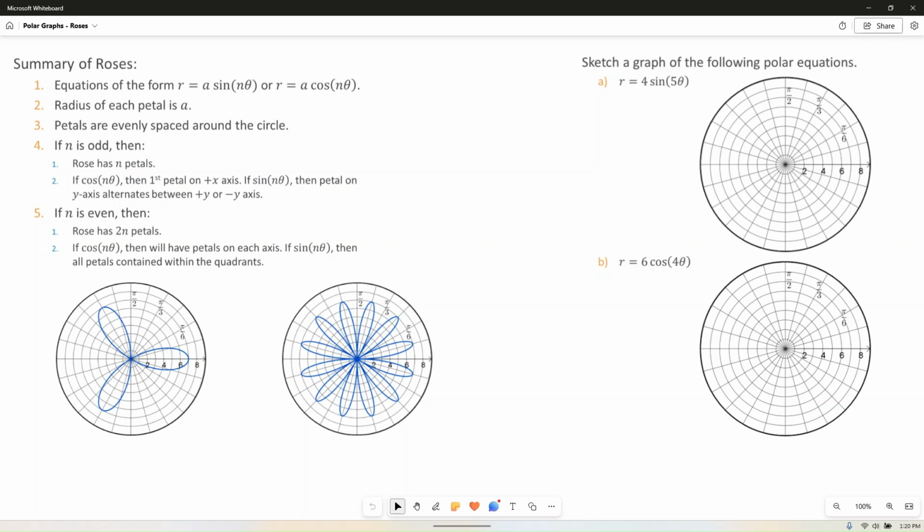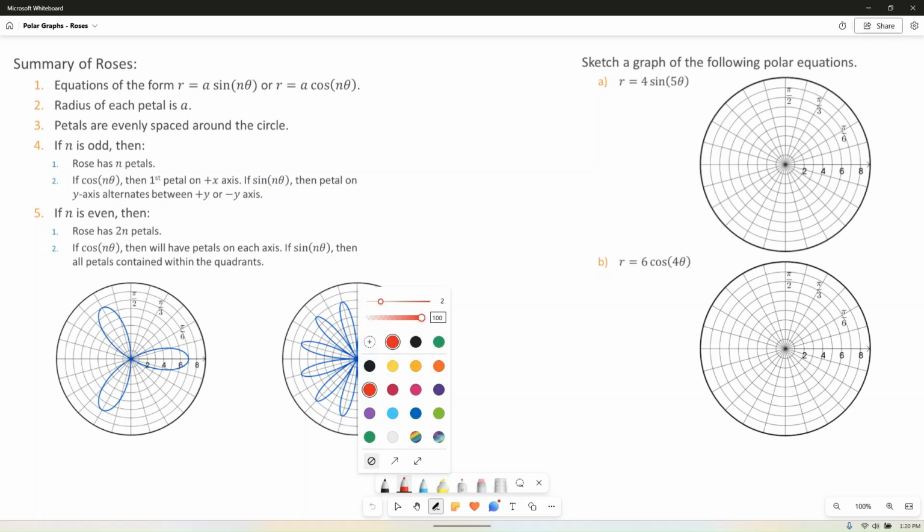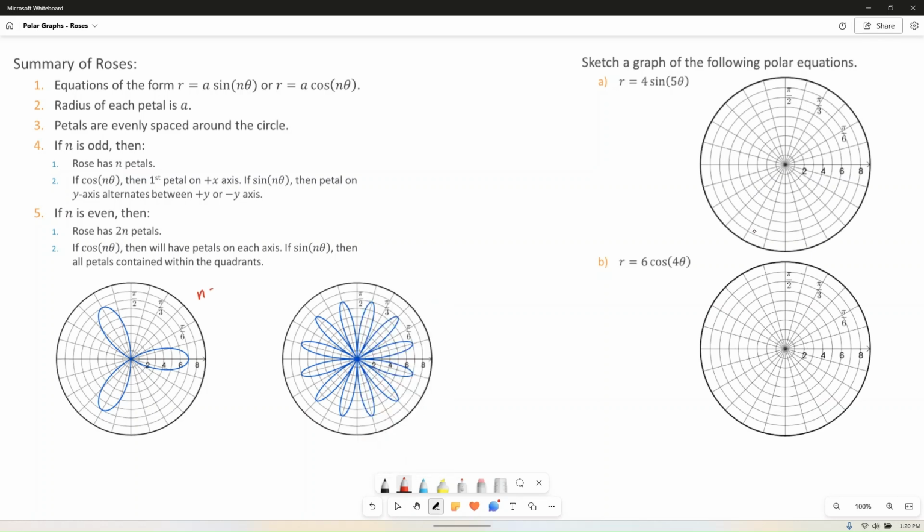Okay, so let's look at a few examples here. We'll start with a couple where we're given the graph, and then we want to find the equation, and then we'll look at a couple where we flip that around. So this first graph, we have a rose with 3 petals. Since that's an odd number, right off the bat, I already know that n has to be 3, because it's an odd number of petals, and so n has to be that number. We also see that one petal is on the x-axis. So because it's on the x-axis, that tells me this has to be a cosine graph.